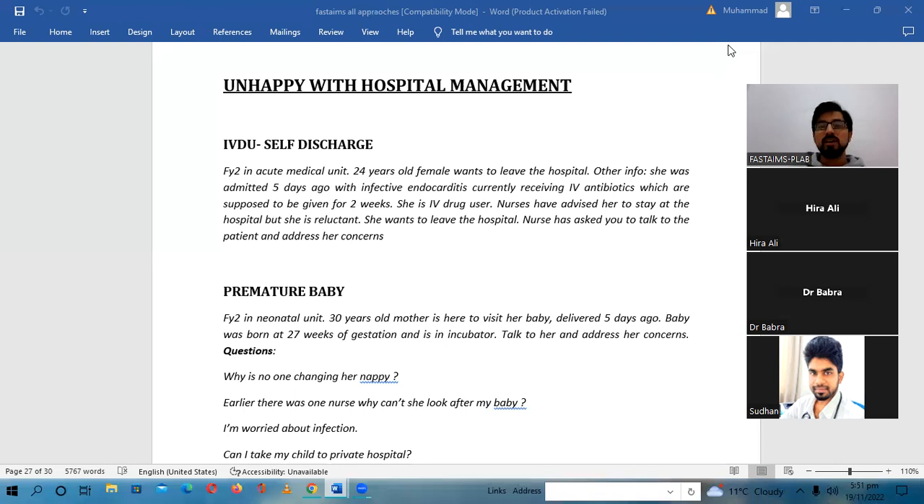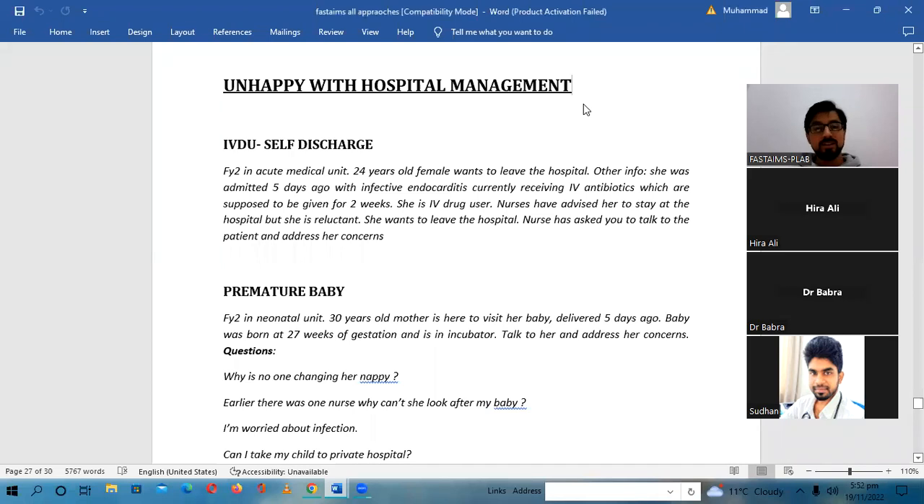She might be finding some way out of the hospital. So that's why she's asking about smoking. And then at the end, you have to address her concern that she said in the beginning, that the nurses are talking bad about me. So you have to address this concern.